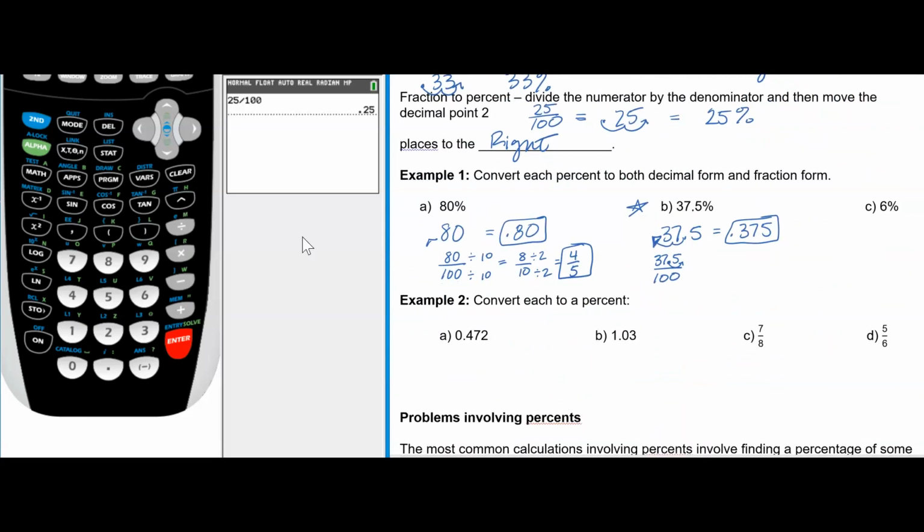Okay, let me get back. Okay, so let me go to my calculator. If we go to 37.5 and you multiply that by 10, you'll notice it becomes 375 and the decimal goes away.